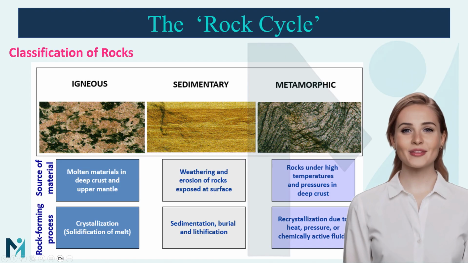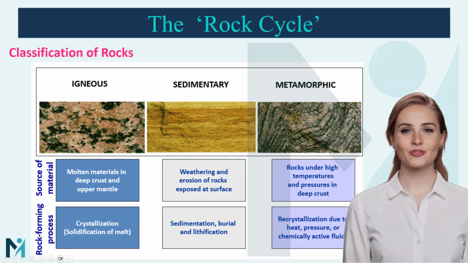Now, let's talk about the three major rock types: sedimentary, igneous, and metamorphic, and why understanding them is so important, especially in the context of petroleum geology. These rock types are classified based on their origins, meaning how they were formed. First, we have sedimentary rocks, which are incredibly important for oil and gas exploration.